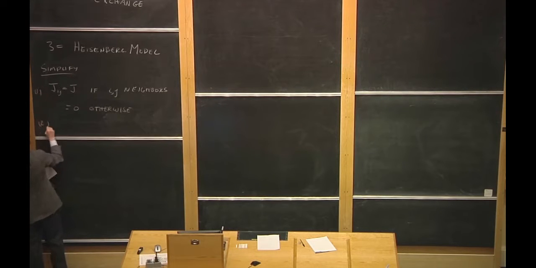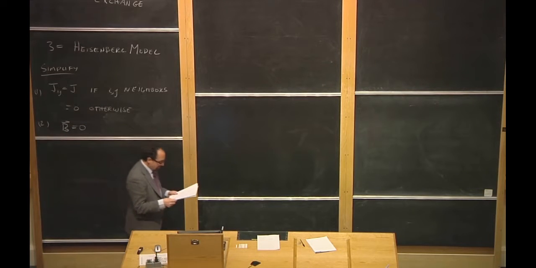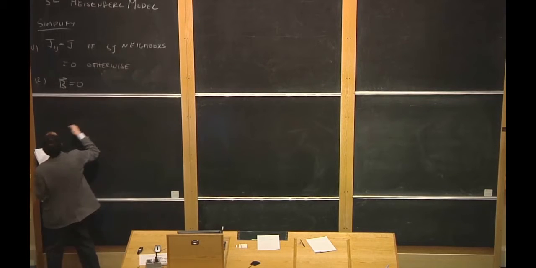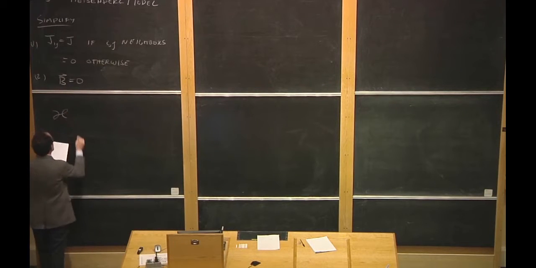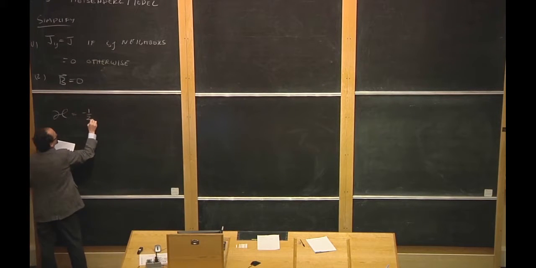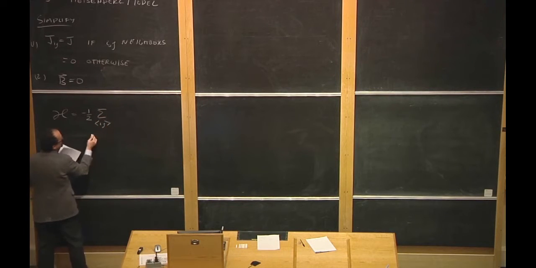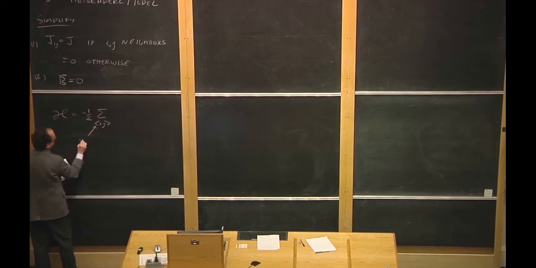And simplification 2 is, for now, we're going to set the external magnetic field to 0, and we may put it back in later. So our Hamiltonian now takes the form H is minus 1/2 sum over ij, and I'll write it like this. This notation means i and j are neighbors.